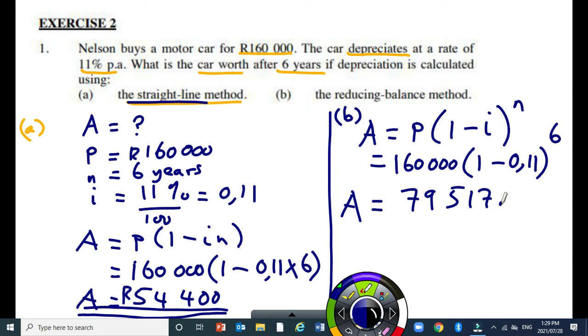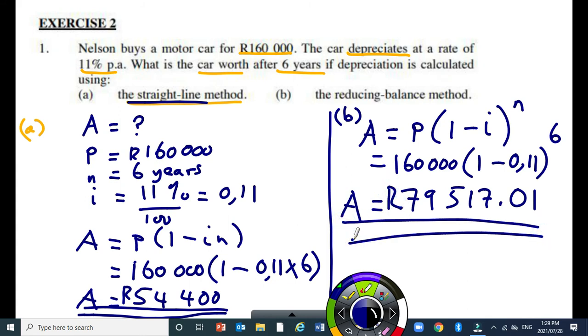Two decimal places. Finance, you round off to 2 decimal places. So don't forget that this is finance, so you round off to 2 decimal places.